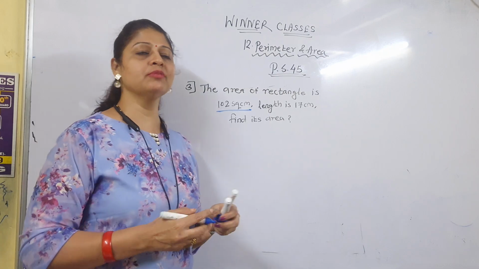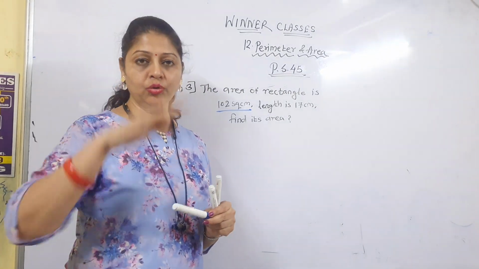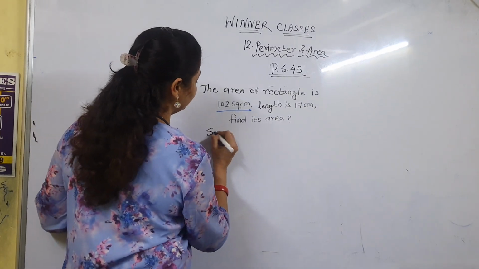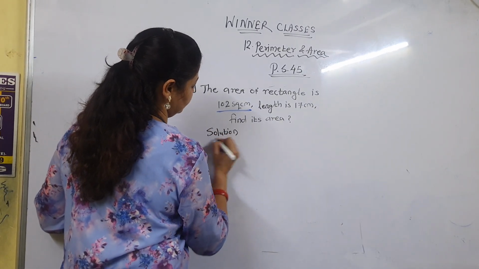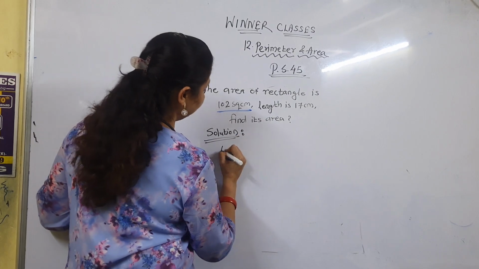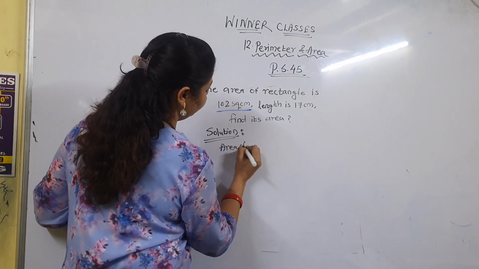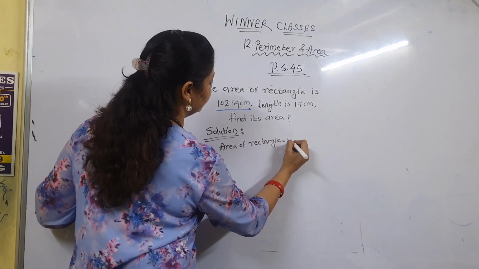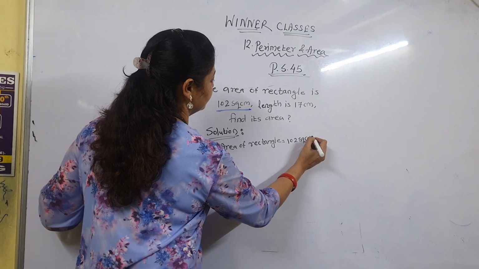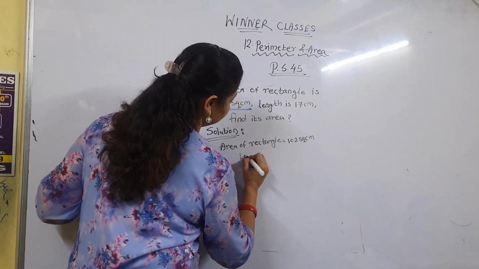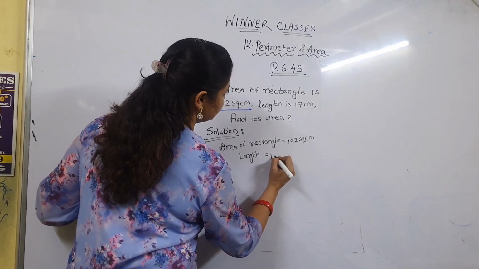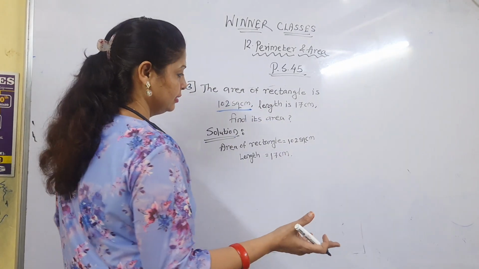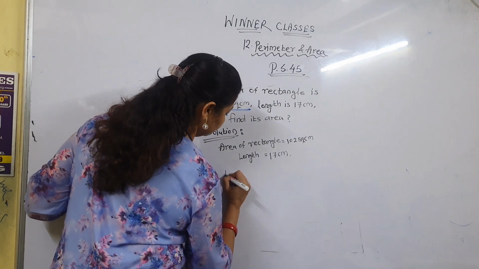So the first and most important thing, whatever we know, we have to write down first. So the first thing, we have to write down the solution. Now area of rectangle is equal to 102 square centimeter. Then length of the rectangle is 17 centimeter. So we don't know the breadth, correct? So first of all we have to find out the breadth.